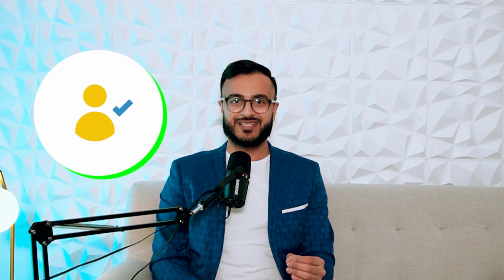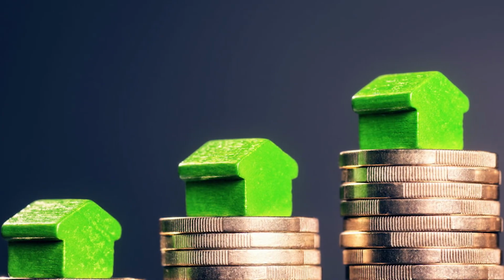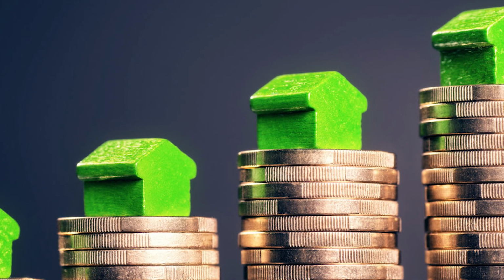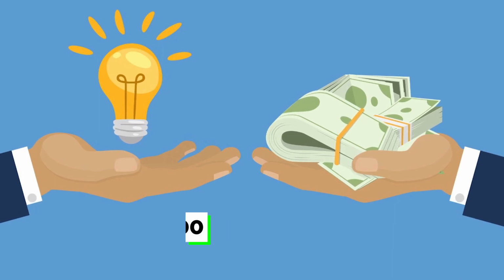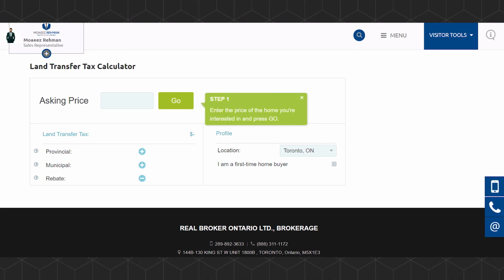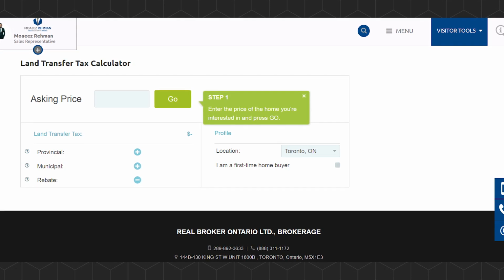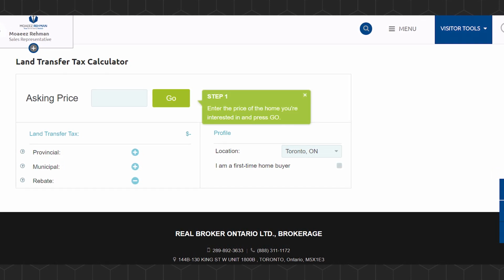On the bright side, as a first-time home buyer, you are granted a first-time home buyer tax rebate. While the rebate varies depending on the purchase price and where you purchase the property, an approximate figure is about $3,000 to $4,000 that is cut off from the tax and given back to you as a rebate. For a more accurate calculation, I have put together a land transfer tax calculator on my website, which you can refer to for absolutely free.